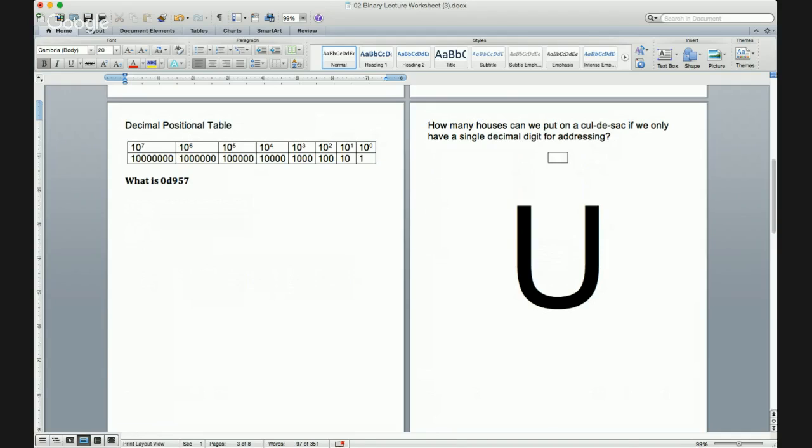Now, again, I presented this yesterday. We need to understand maximum values, least value, and range. So I'm presenting it a little differently. Yesterday I presented it as a street with 2 decimal digits. So how many houses can we put on a cul-de-sac if we have a single decimal digit for addressing? Each house can only have 1 decimal digit. Zoning says you can only have 1 decimal digit. How many houses can I put in that cul-de-sac? 10. And those houses would be numbered 0 through 9. 0 through 9, the range.